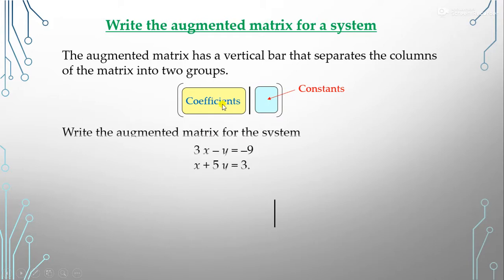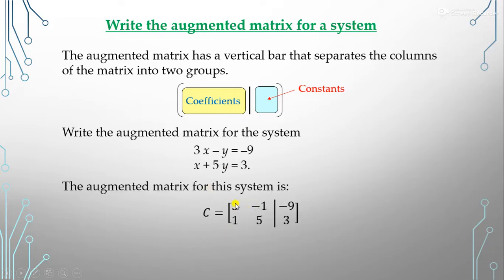Now let's take an example. If we have to write the augmented matrix of this system, how many equations do we have? We have two linear equations and two variables, x and y. So how do we make the augmented matrix? We have to make a matrix like that.